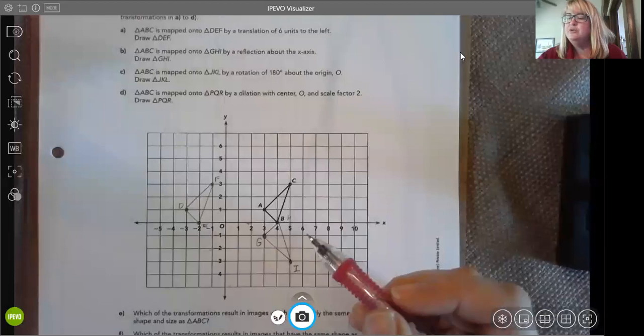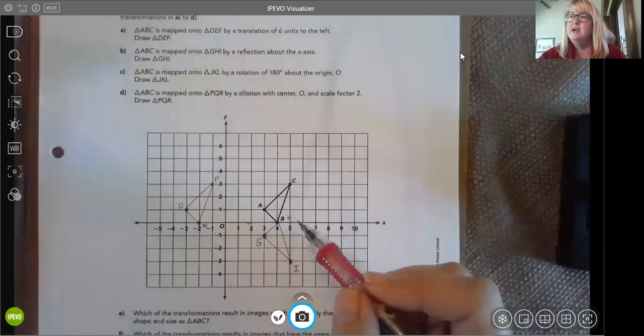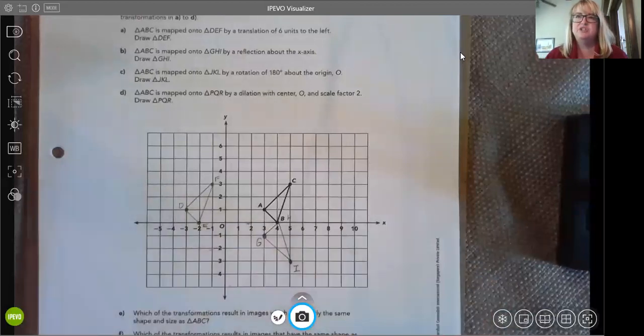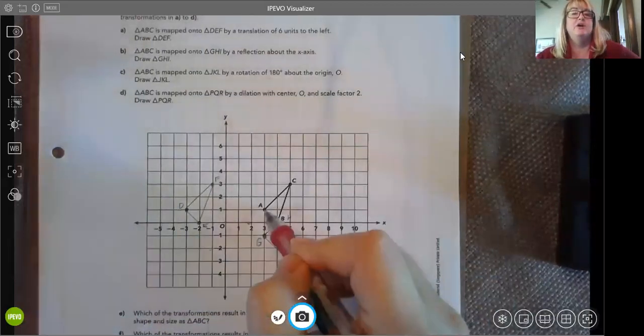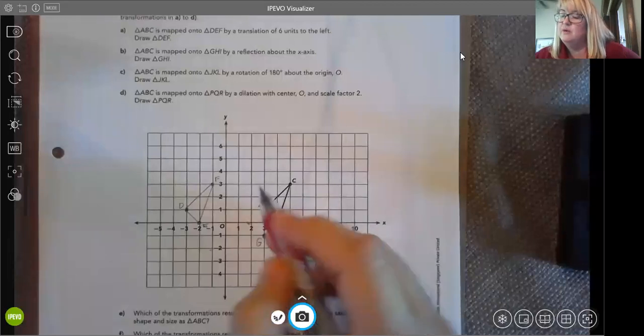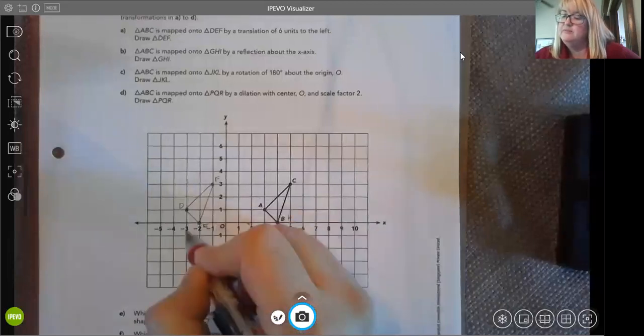I don't know if you remember, but for a rotation, what we are going to do is make the coordinates opposite. Remember, if it was 90 or 270, we switched the y and x. But if it was 180, we just take the coordinates and do the opposite. So A is going to be called J. A is at (3, 1). Now, the opposite of 3 is -3. The opposite of 1 is -1. So J is going to be at (-3, -1). So we're going to go back 3, down 1. And we need to call that J.